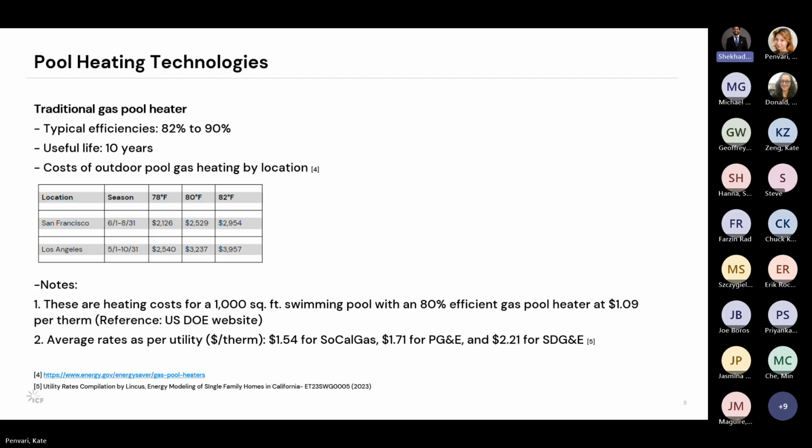So this table summarizes the comparison of heating cost for a typical swim season for LA as well as SF, and it is also shown for different pool water temperature set points. You can also see the typical swim season length is different, so that is the reason why you're seeing a slightly higher cost for LA compared to the San Francisco climate zone. And these numbers are pulled from the DOE website as well. And I have added some references as far as the rates are concerned.